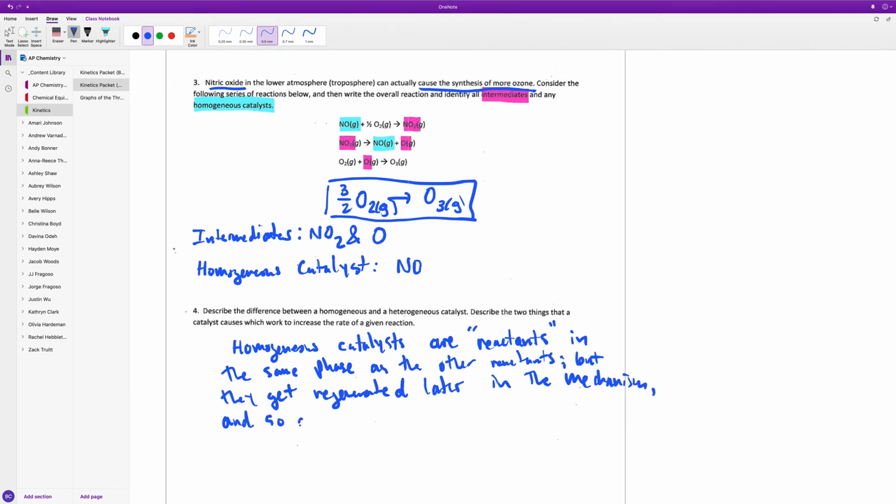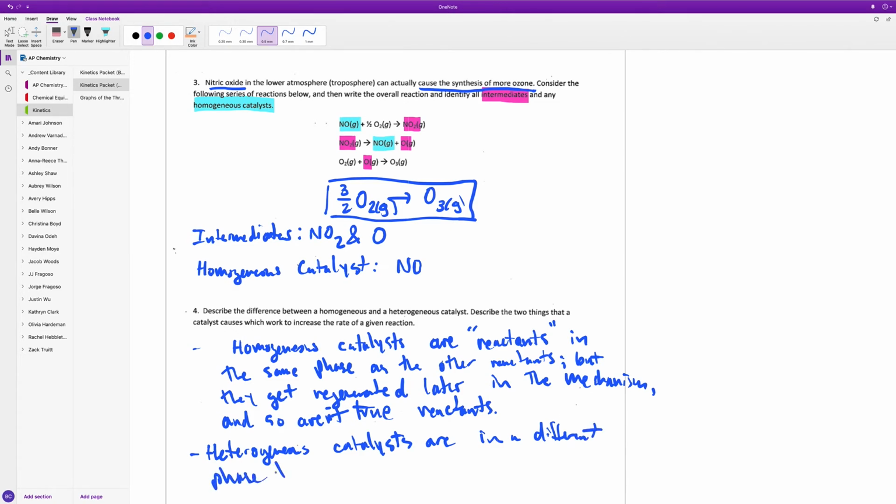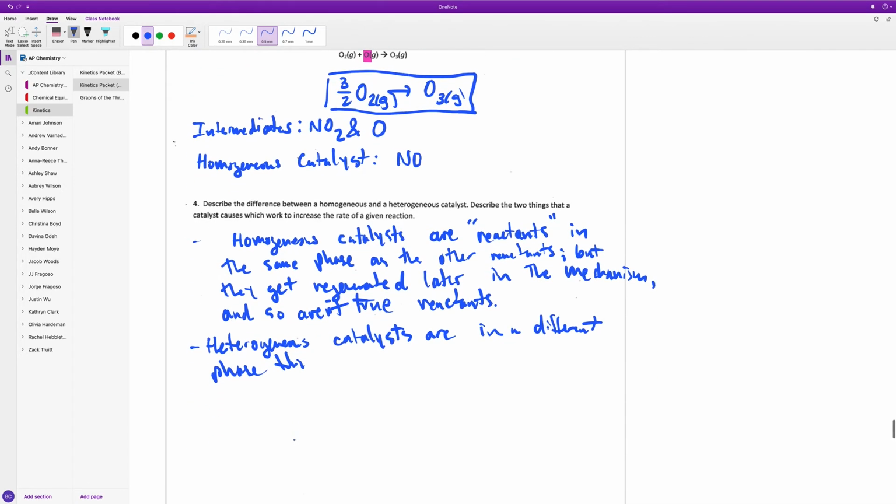And so they aren't true reactants. Okay, and a heterogeneous catalyst is in a different phase than the reactants are. It's often a solid.